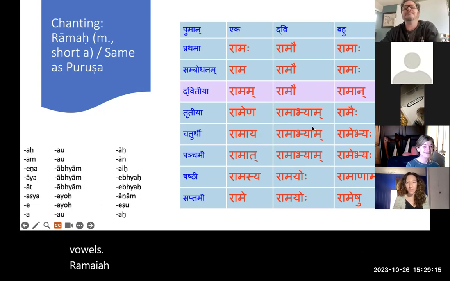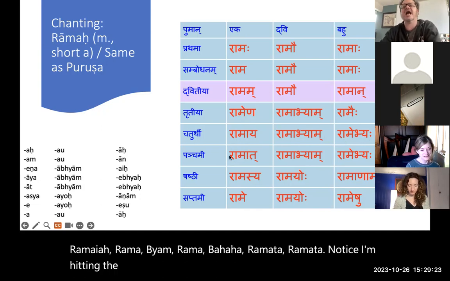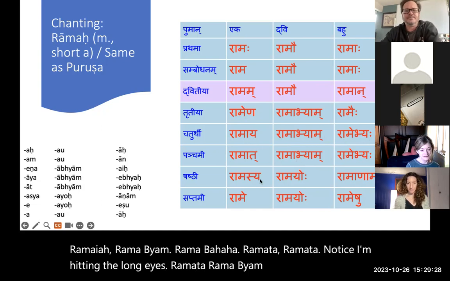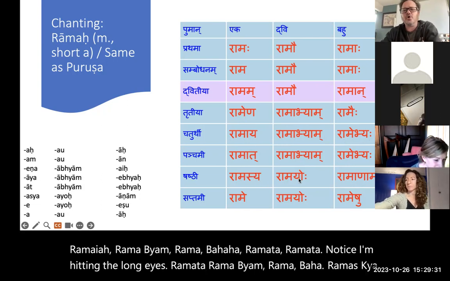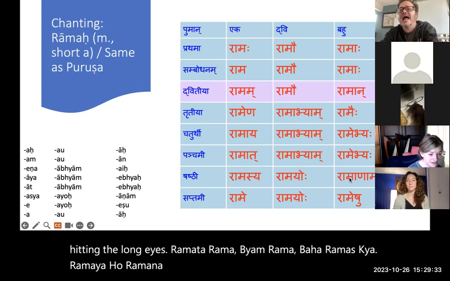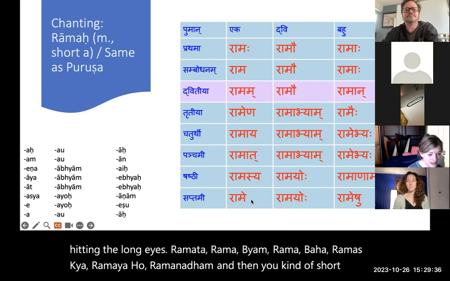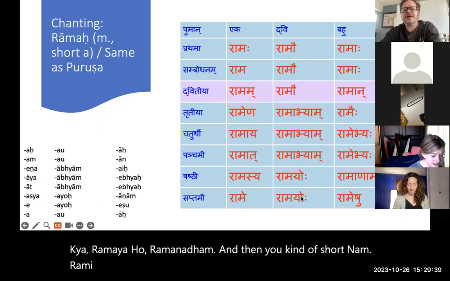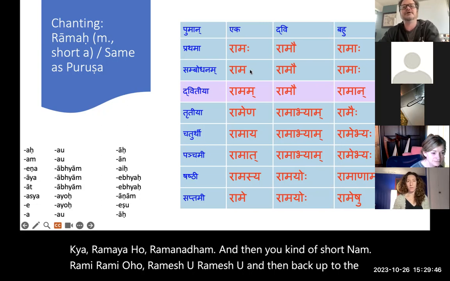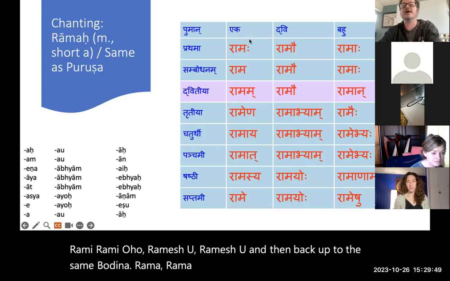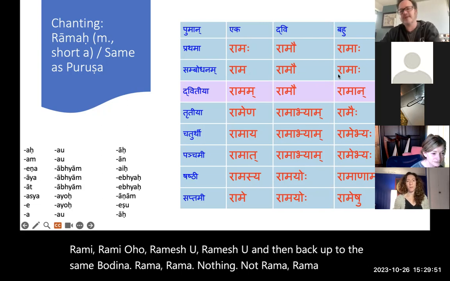Ramaya, Ramabhyam, Ramebhyaha, Ramat, Ramat. Notice I'm hitting the long as. Ramat, Ramabhyam, Ramebhyaha, Ramasya, Ramayoho, Ramanam. And then you kind of go short. Nam, Rame, Ramayoho, Rameshu. And then back up to the Sambodhana. Rama, Rama, Ramaha.